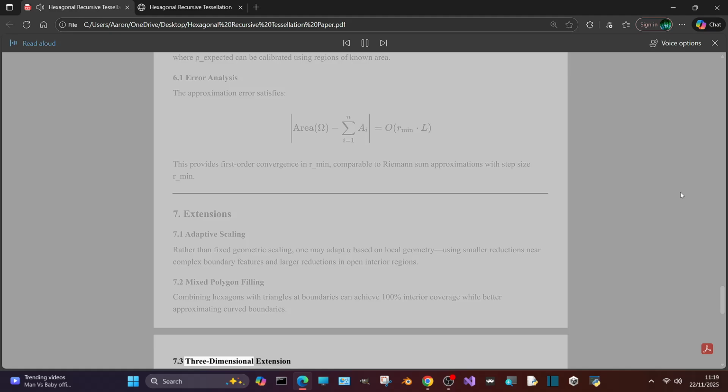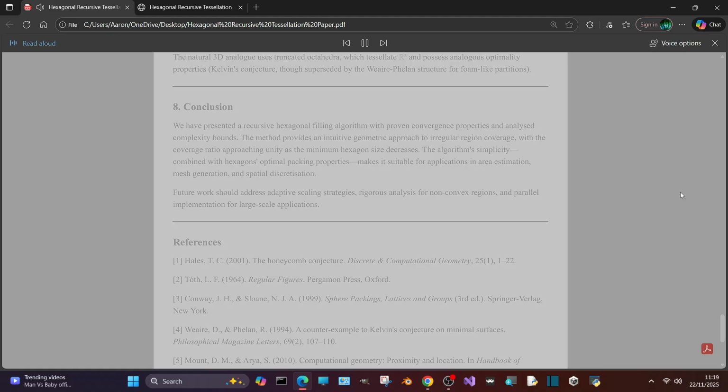7.3 Three-dimensional extension. The natural 3D analog uses truncated octahedra, which tessellate space and possess analogous optimality properties, Kelvin's conjecture, though superseded by the Weaire-Phelan structure for foam-like partitions.